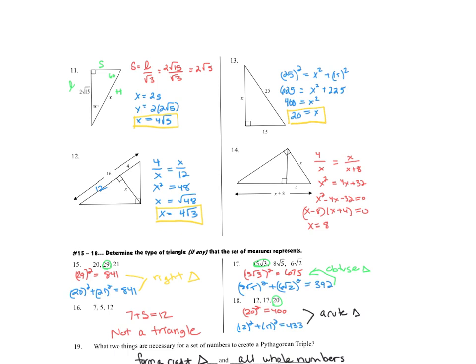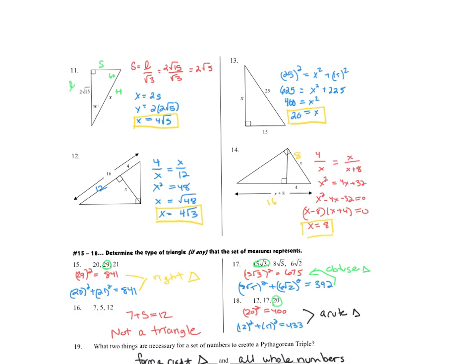Number 14, if we look at this, this is a leg, and we then know that this is 4 and this is x plus 8. And so we can use that as a geometric mean. Notice that when we cross multiply, we get a square, a quadratic, so we have to set equal to 0, and then we have to factor, and keep in mind that we are only looking for that positive answer. So our answer there would be x is equal to 8. That would make this 8. That would make this 16.